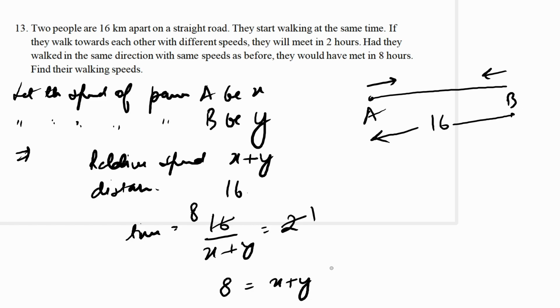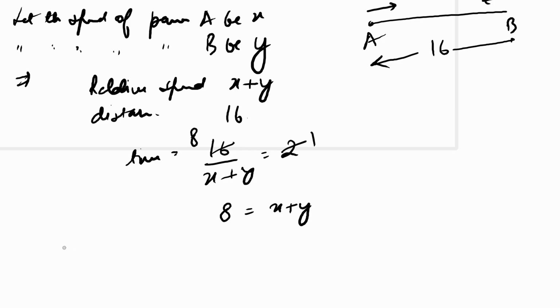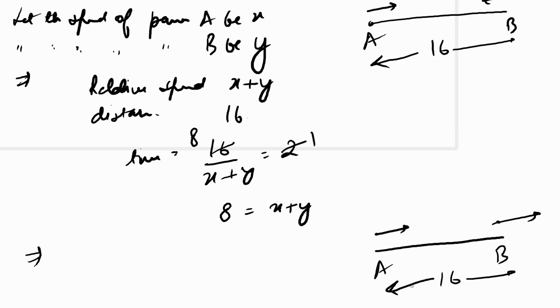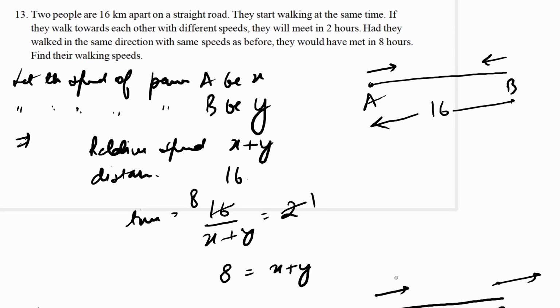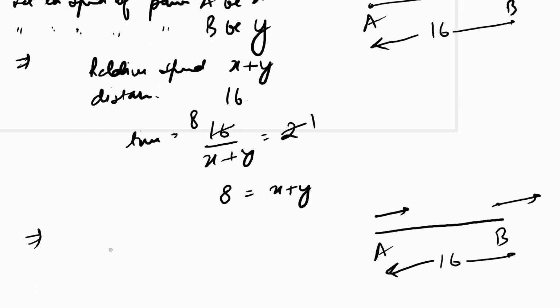The second one is when they are moving in the same direction. Let's say A's speed is greater. If A's speed is greater, then only he will be able to catch up with B. This is A and this is B. The distance is still 16 between them. In the end, when they meet, the distance will become 0. So distance traveled is 16 kilometers. If they walked in the same direction with the same speeds as before, they would meet in 8 hours. So the relative speed this time will be x minus y.